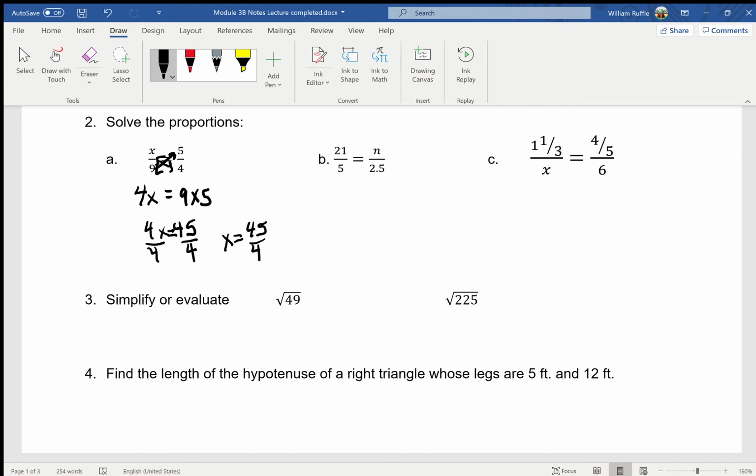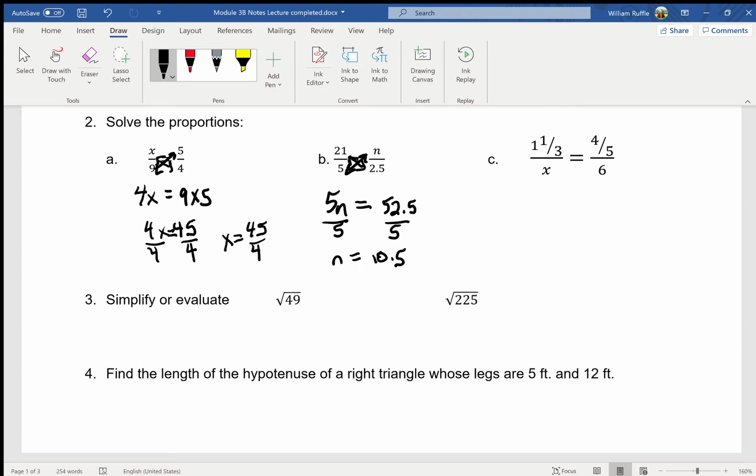This next one here, we're going to do 5 times n, and we're going to do 21 times 2.5. 21 times 2.5 is 52.5. Remember, this is 5 times n. What's the opposite of multiplying by 5? I'm going to divide each side by 5, and when I do that, I get n equals 10.5.